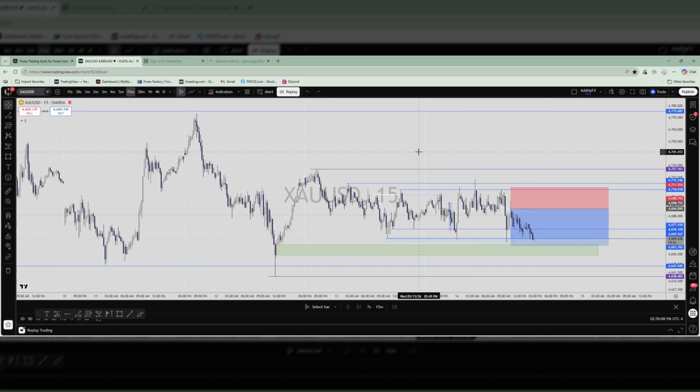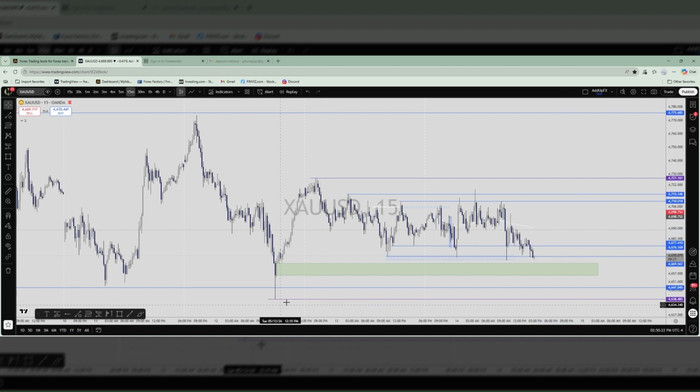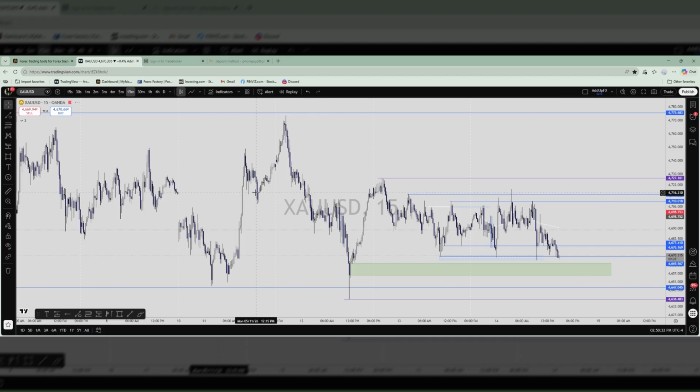Okay, so replay. It didn't touch it yet, but it's 2:50. It's just bad timing of the day, so there's nothing really to look for. I do think it's gonna come back into the order block. Will it come back to take the wick out? I don't think so.